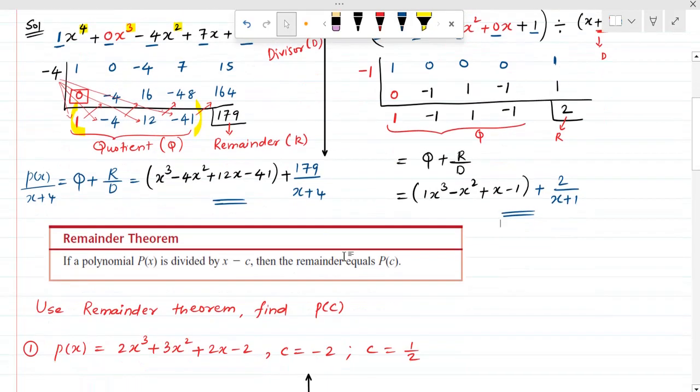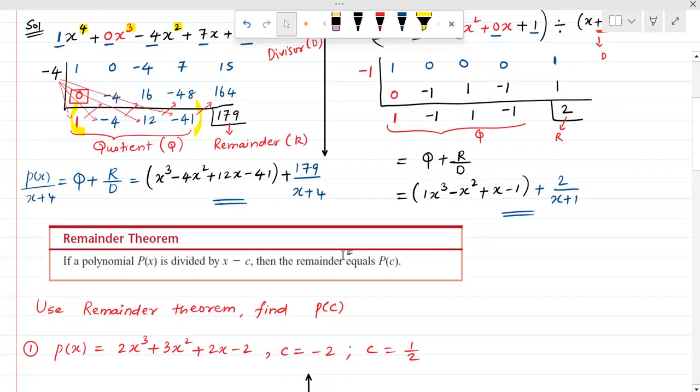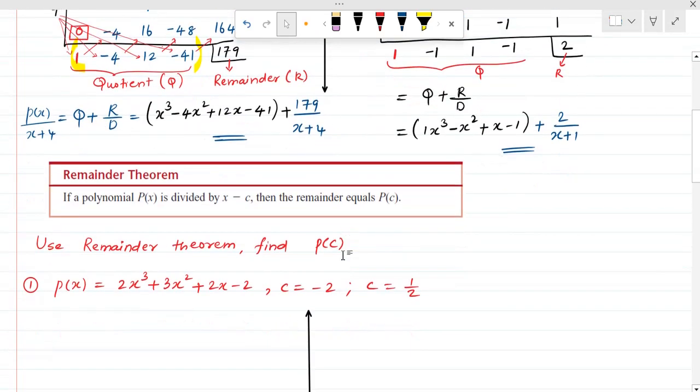We are using the same thing throughout the chapter on the factoring theorem and remainder theorem. Now we move to the next topic, which is the remainder theorem. What does the remainder theorem say? If your polynomial p of x is divided by the factor x minus c, then the remainder is equal to p of c. So let us check with the problem.